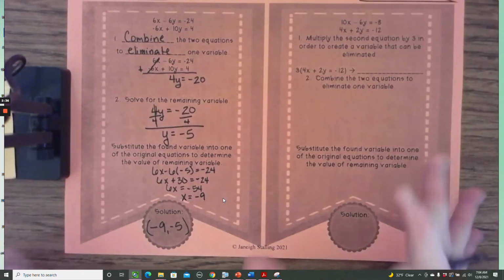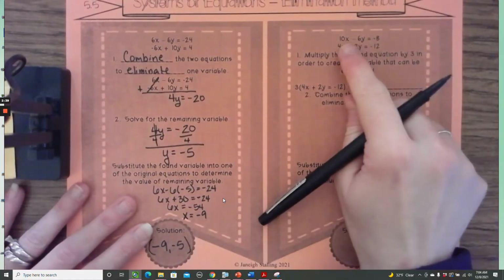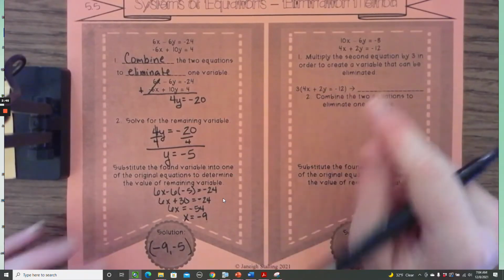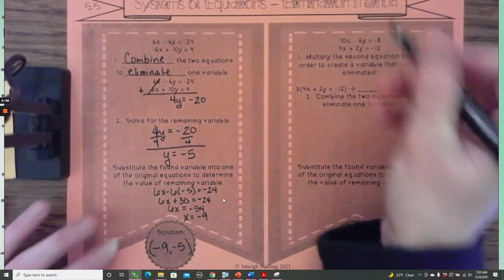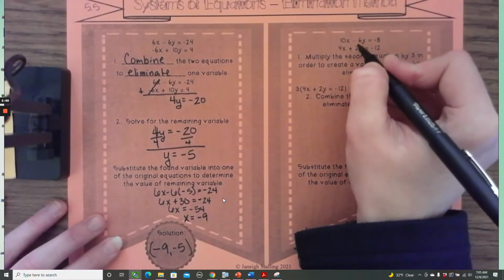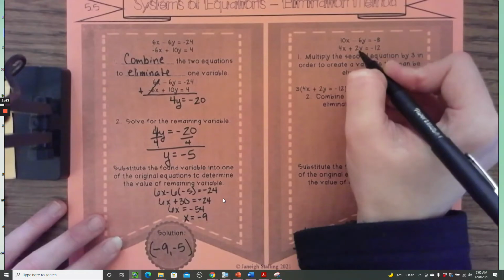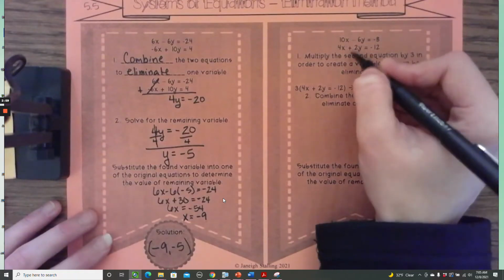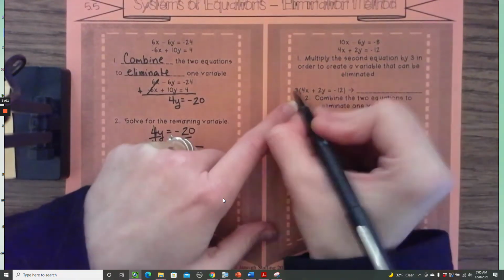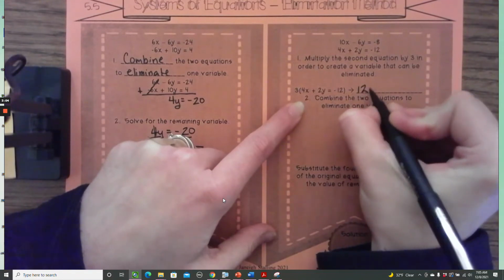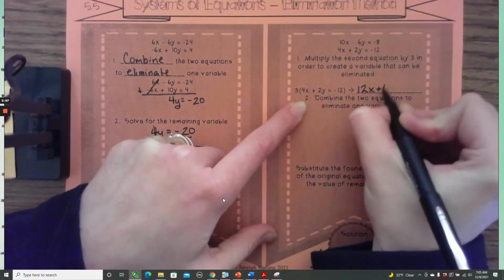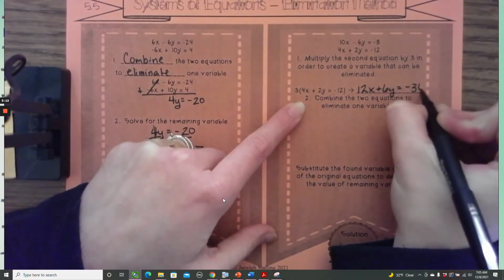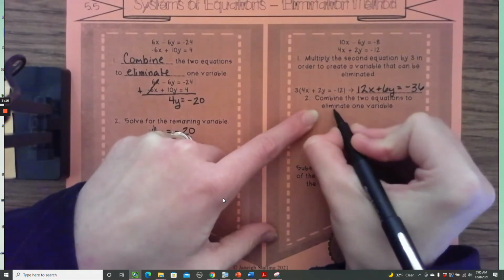All right, sometimes though we've got to do another step. So in this one here you can see nothing matches up. But what I can do is I can multiply the second equation by 3. And that will create a variable that can be eliminated. And I found that because here's 6, negative 6, this is a positive 2y. Well, if I multiply the whole thing by 3, that'll make that a positive 6y and give me two variables that I can cancel. So 3 times 4x is 12x. 3 times 2y is a positive 6y. 3 times a negative 12 is a negative 36. And so now I can combine the two equations.